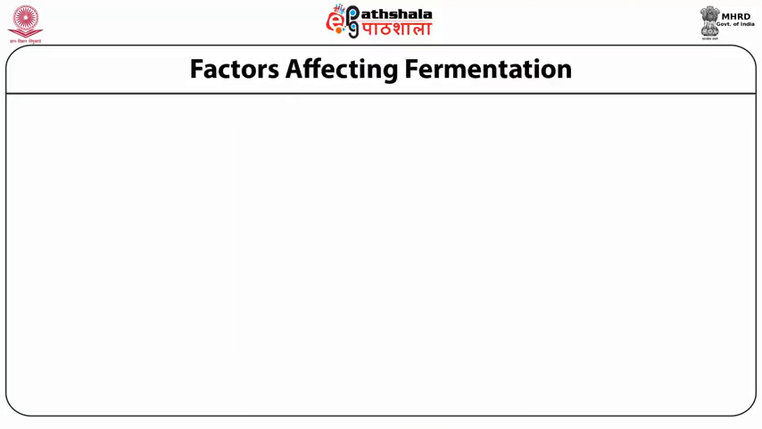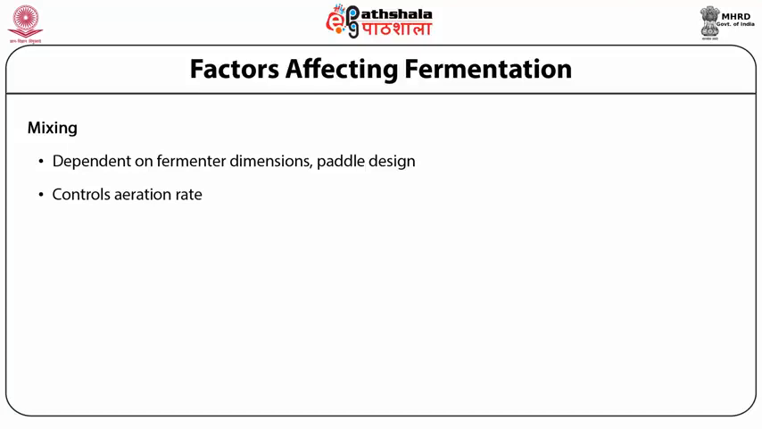Factors affecting fermentation. There are different factors like mixing, aeration, temperature, pH, and foaming, which affect the fermentation process. Now first coming to mixing. What is the basic role of mixing? The impeller is responsible for the mixing of the fermentation media and the other contents. Mixing depends on the fermenter dimensions and paddle design. It also controls the aeration rate. It may cause cell damage, which is caused by the shear stress and the speed of the impeller. It also retains the air bubbles.